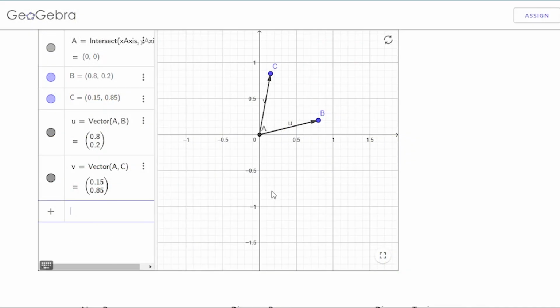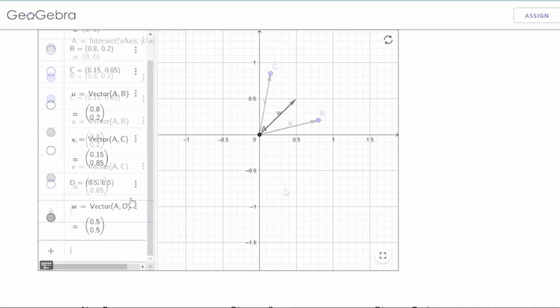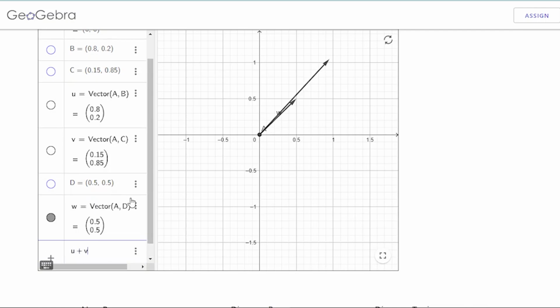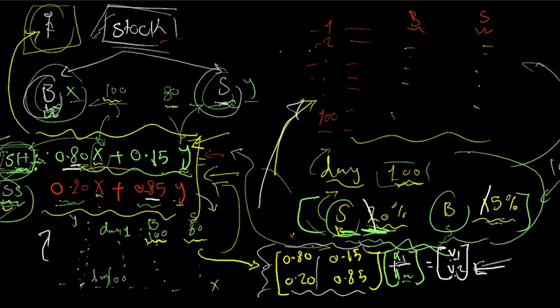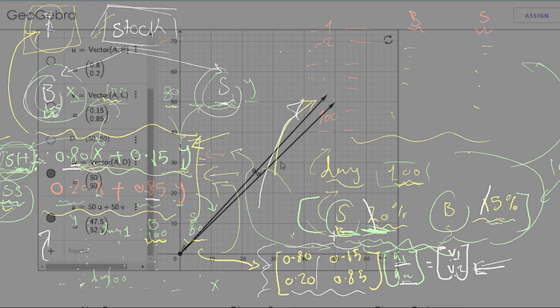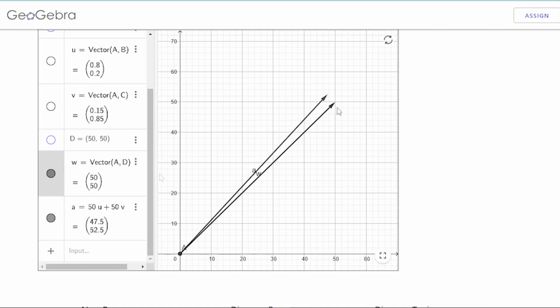Let's go ahead and create these two vectors here. Basically, I'm going to create a point that represents the outcome, and we're going to say U plus V. Let's assume now I will start here with 50 stock here, 50 stock here, and see what the number will look like afterwards. Basically, this is the vector. When I apply the matrix onto this vector, you could see that the vector shifted up towards this direction by that much angle. And I got this number, the A value, 47.5, 52.7.